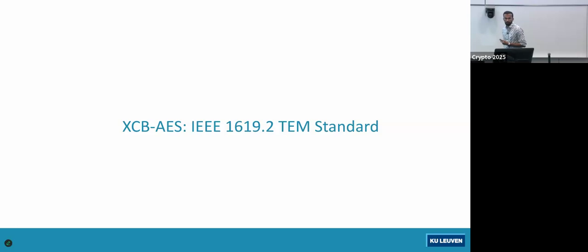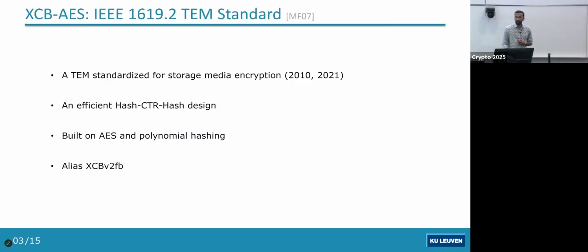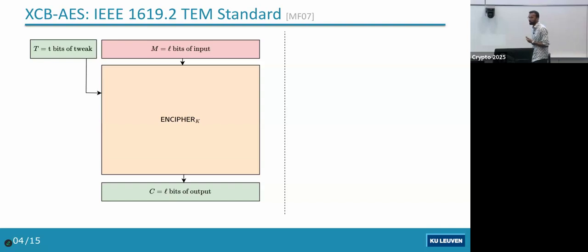XCB AES is a TEM that was standardized by IEEE in 2010 and later was kept as part of the standard revision in 2021. It's a TEM based on the hash-counter-hash design strategy. I'll describe this with a simple block diagram. Let's say this is the enciphering algorithm for XCB AES that takes a tweak and a message. A tweak can include a header or associated data, a nonce, or any other kind of input, and you want a ciphertext that is length preserving on the message, and you're using XCB AES.